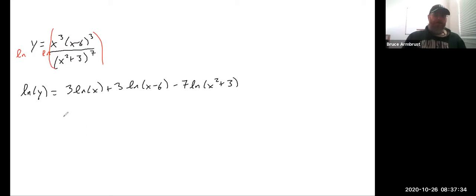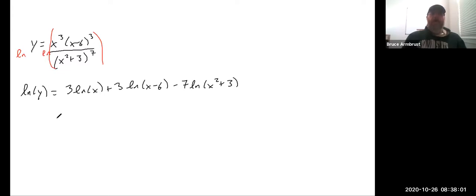Just to refresh your memory on the rules of logs: when there's division, the stuff that's being divided gets subtracted. That's why there's a minus on this one. For multiplication, the things on the top get a plus. And then these 3's and that 7, those were the powers that come out front as multiples. So the rules of logs, let me expand it this way. Boom.